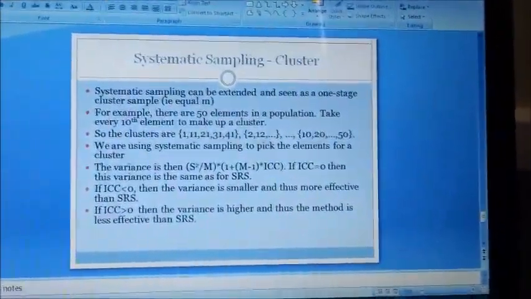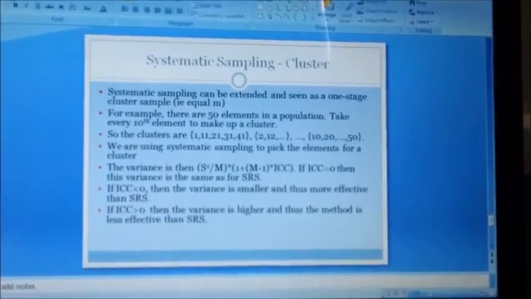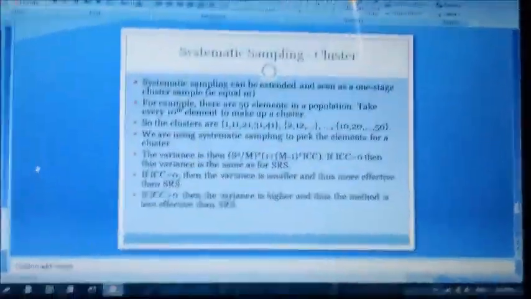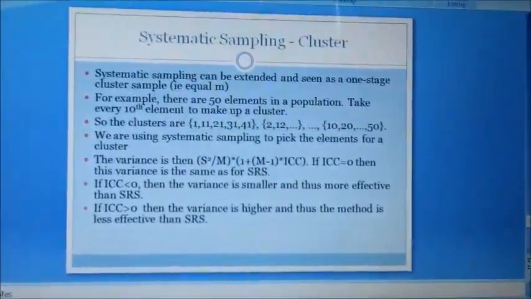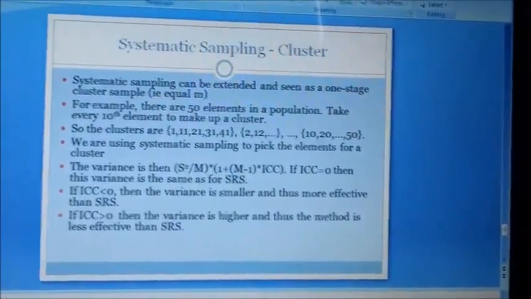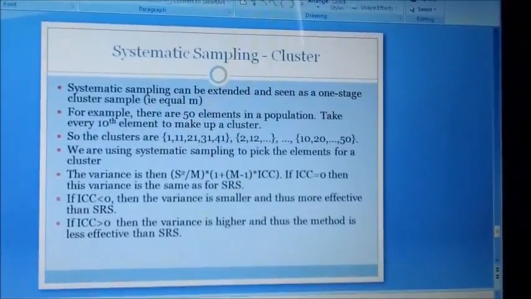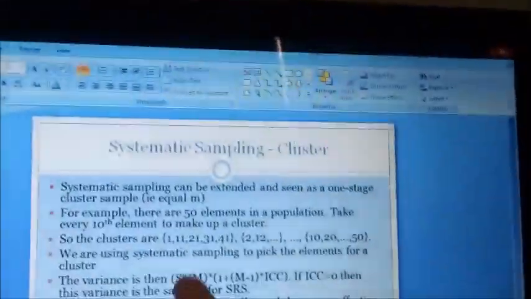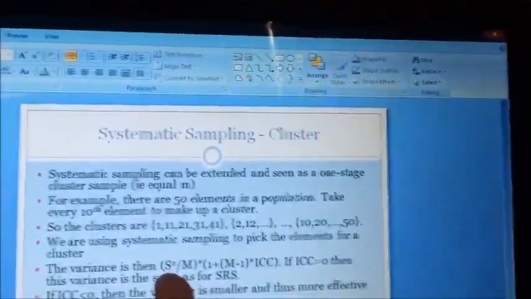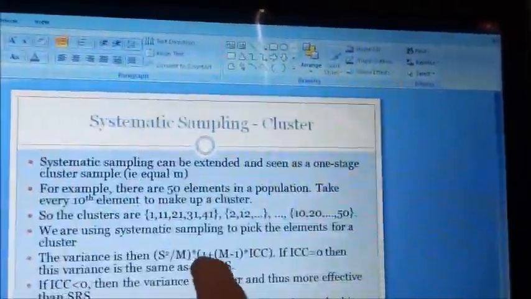Here we're clearly using systematic sampling to pick the elements for each cluster. So we're using systematic sampling to create our clusters. The variance of this is calculated as the total variance divided by m times the design effect. So if ICC is equal to 0, then this variance is the same as it is for simple random sampling, because you just have the total variance divided by m, times 1.